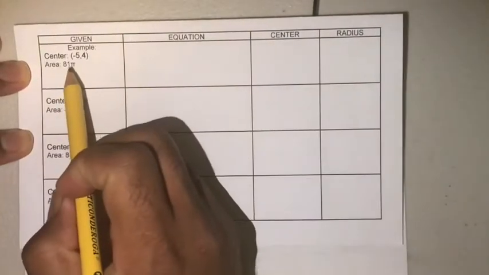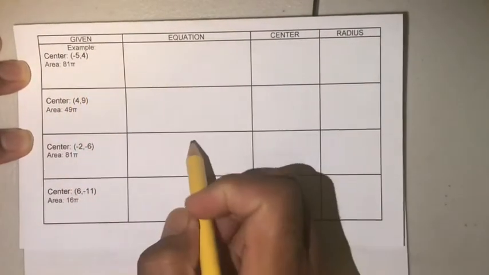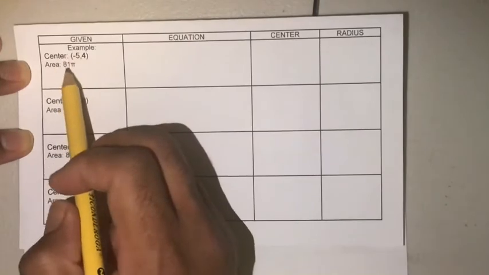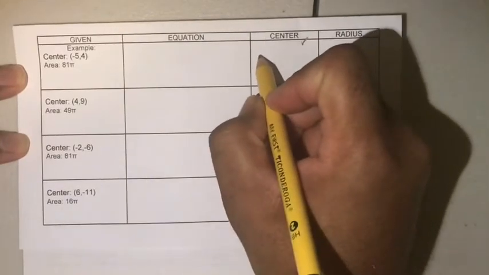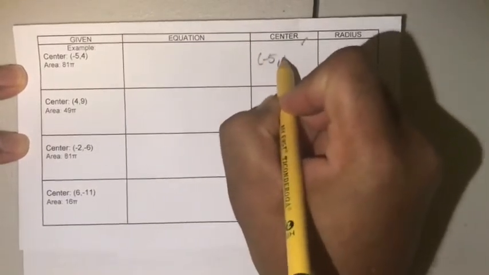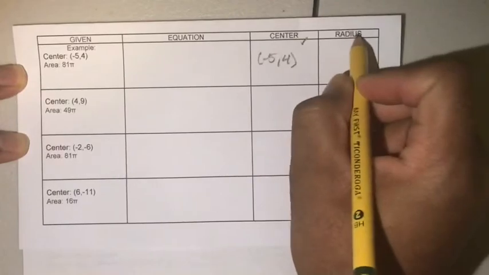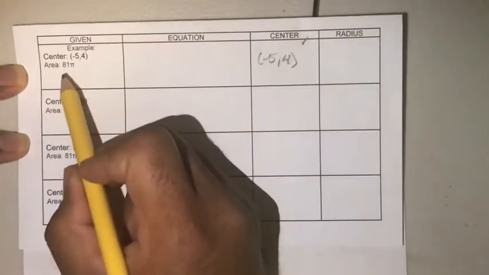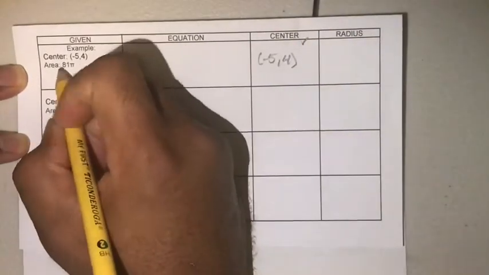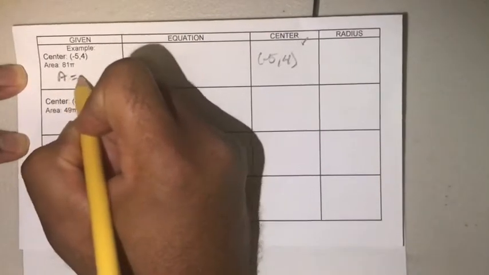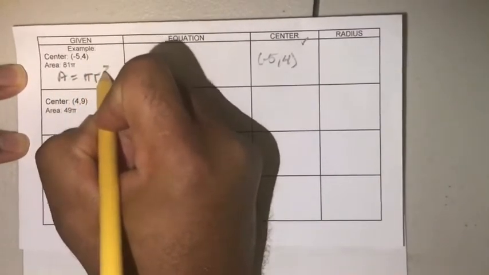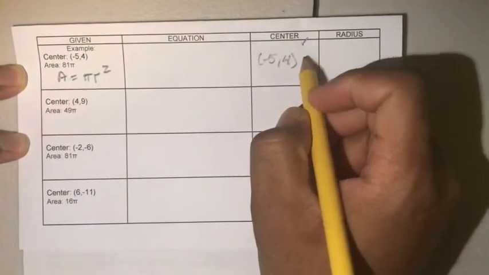Here's a case where instead of being given the center and the radius like we were previously, we're given the center and the area. So we know the center. We can go ahead and write that right away: -5, 4. But I don't know the radius. I do know the area. And if I don't remember, I just go to my formula sheet. The area of a circle, that formula is pi r squared.